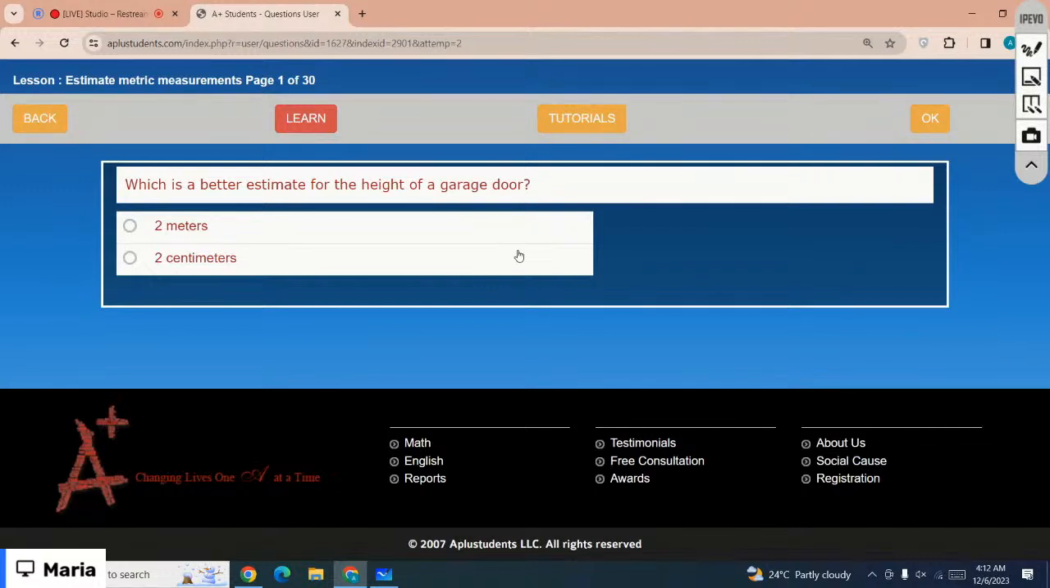Which is a better estimate for the height of a garage door? Which is the correct option? 2 meters and 2 centimeters.